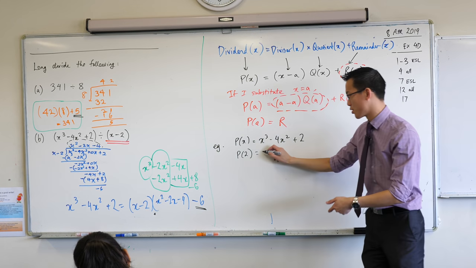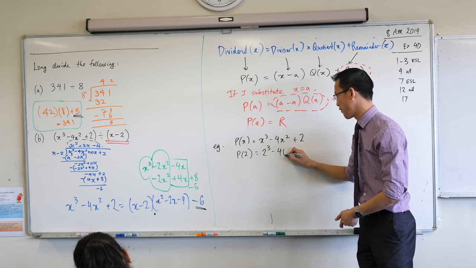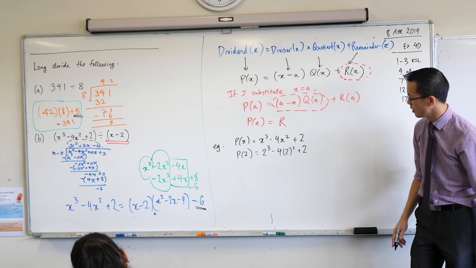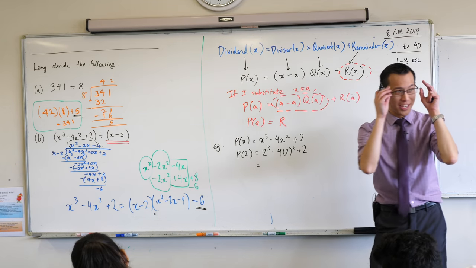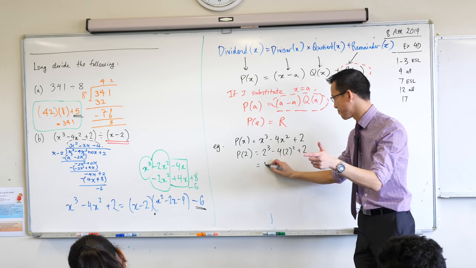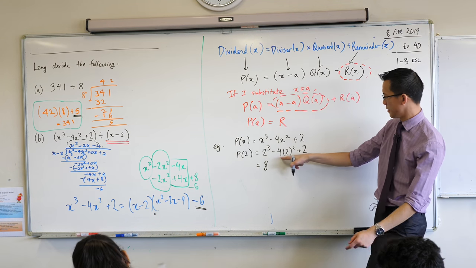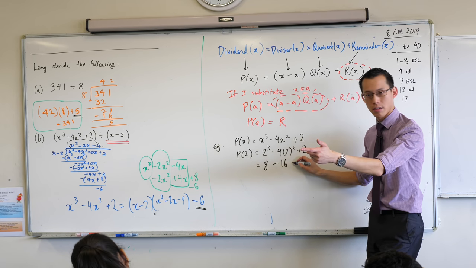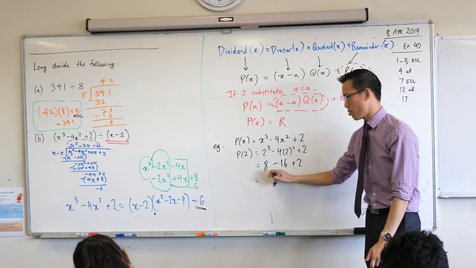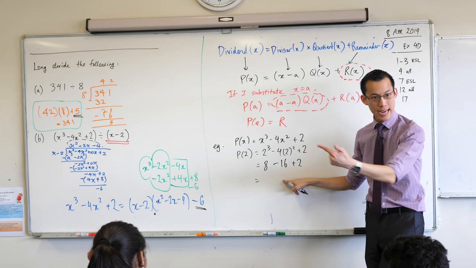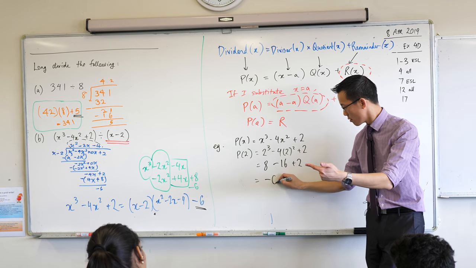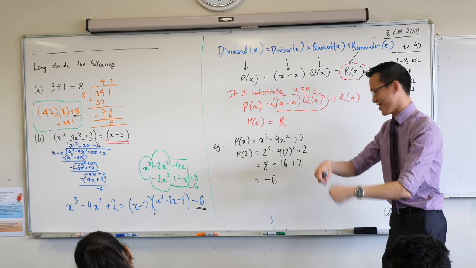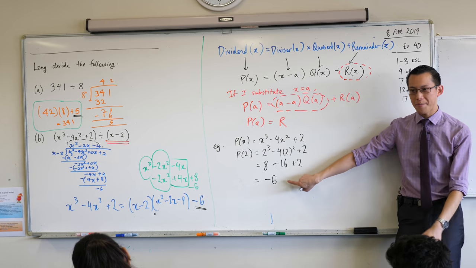2 cubed, I'm just going to do a substitution step. I'm not going to do any fancy actual evaluation here. That's just replacing all of my x's with 2s. You guys can tell me what 2 cubed is. It's 8. This is a bit more messy. Minus 4 times 4, which is minus 16. And then plus 2. 8 take away 16 is negative 8 plus 2. Okay, so look, right? What have we got here?